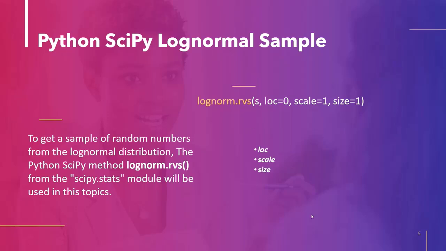Size is the size of the sample. S is the shape parameter for the log normal distribution. Let's generate a sample with the help of an example.